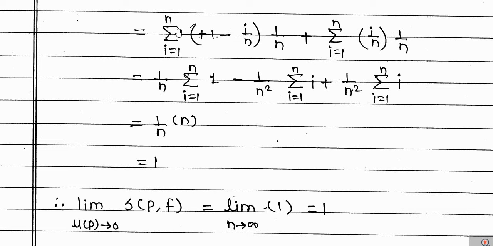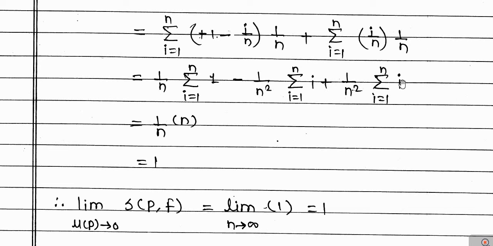So the first term becomes 1 by n into summation over i equal to 1 to n of 1. The second term is summation over i equal to 1 to n of minus i by n square, so we keep 1 by n square outside: minus 1 by n square into summation over i equal to 1 to n of i. Then the next term is i by n into 1 by n, which is 1 by n square, so plus 1 by n square summation over i equal to 1 to n of i.